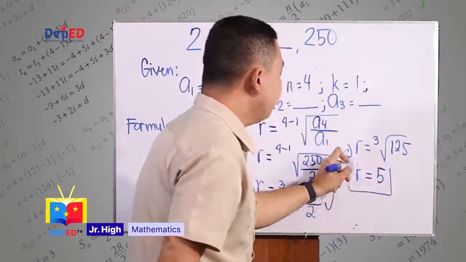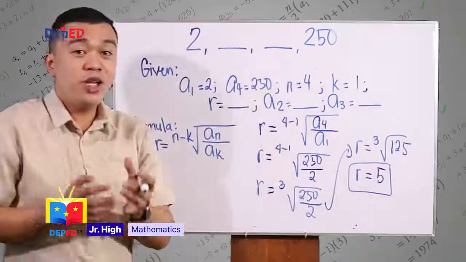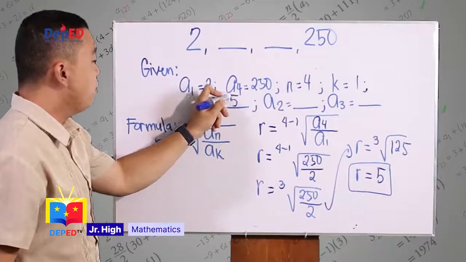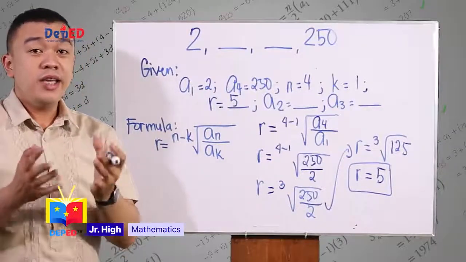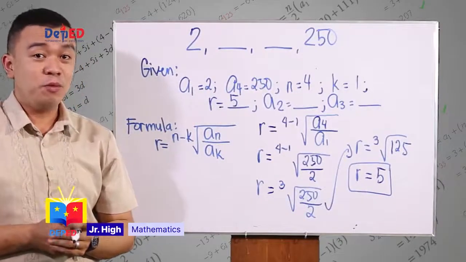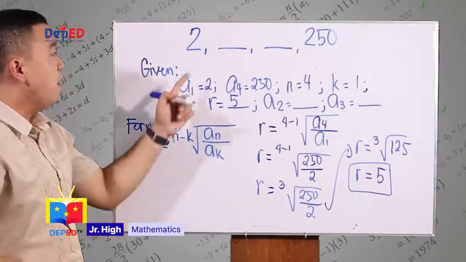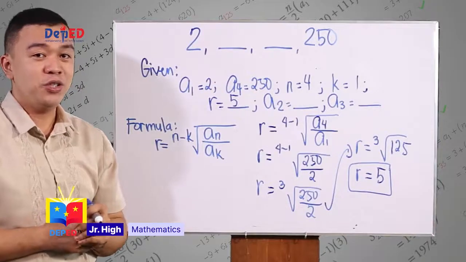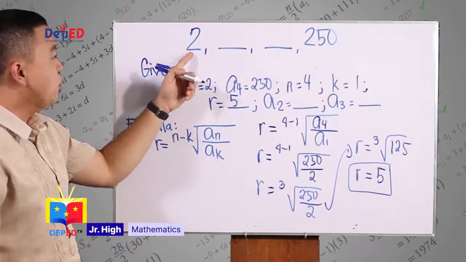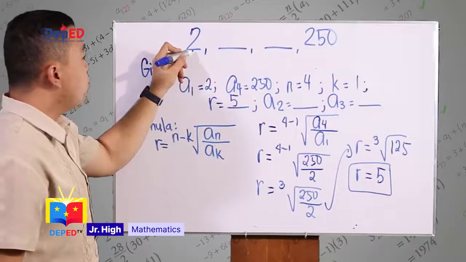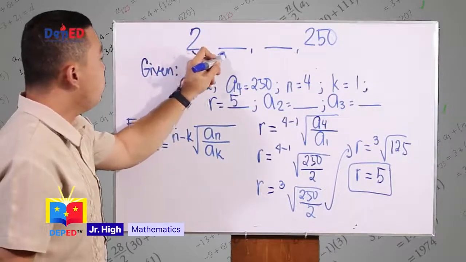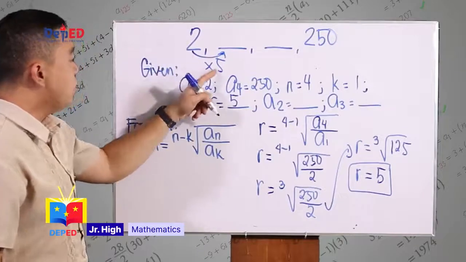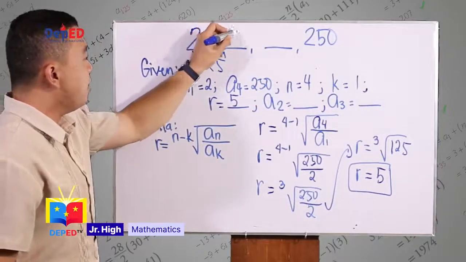Correct. Now, the common ratio of this geometric sequence is equal to 5. To get the succeeding term, remember to multiply the preceding term times the common ratio. Since we have 2 as our first term, we will multiply it by the common ratio, which is 5. So 2 times 5 will give us 10.